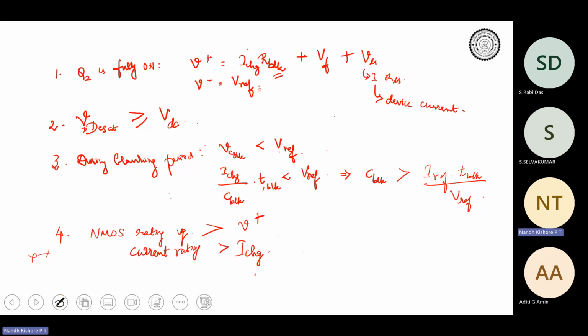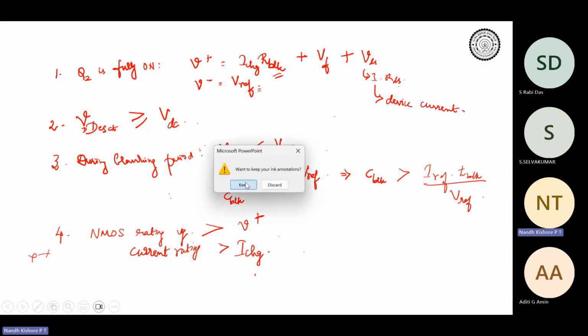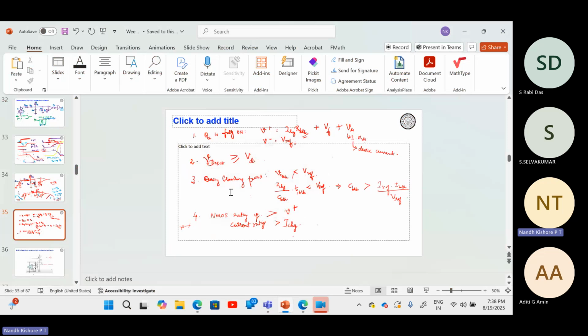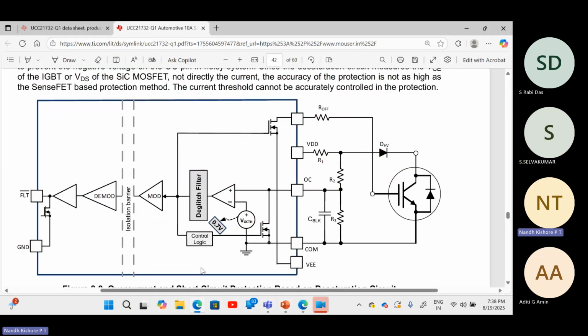If you see the data sheet, I think they have mentioned what is I charge, right? You will know what is VF and you know what is RDS. So for a particular value of I, you will know what should be the RBLK. Okay, is this fine? I think probably I will solve a numerical example. Okay, sir.